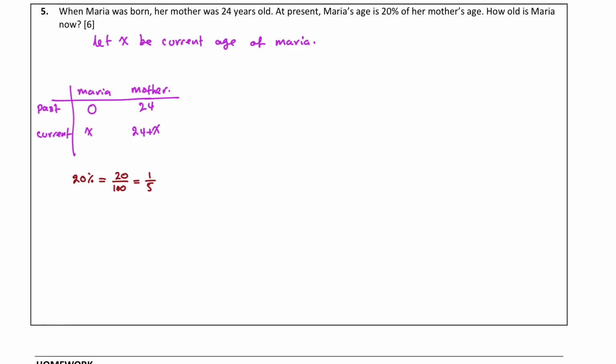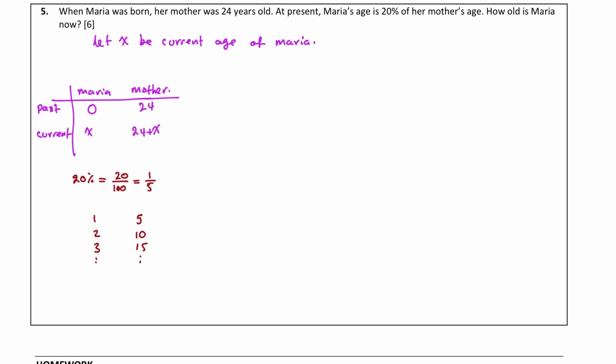fraction. This means if her mother right now is 5, she would be 1, which is 1/5 of 5. If she was 10, she would be 2. If she was 15, she would be 3. And so on. We could continue this for a while. But to come up with an equation, we can do one of the following.